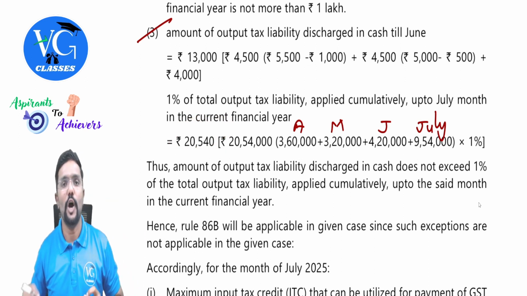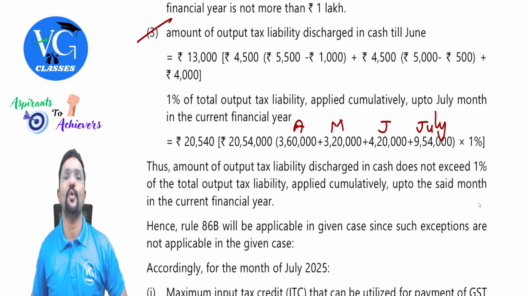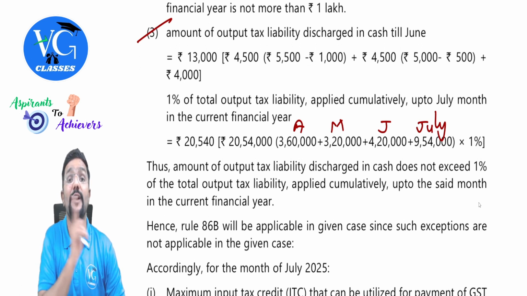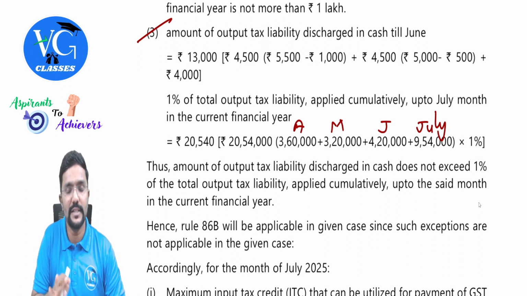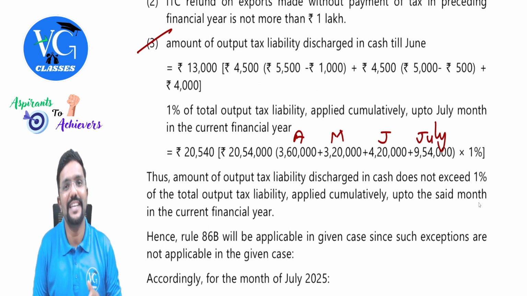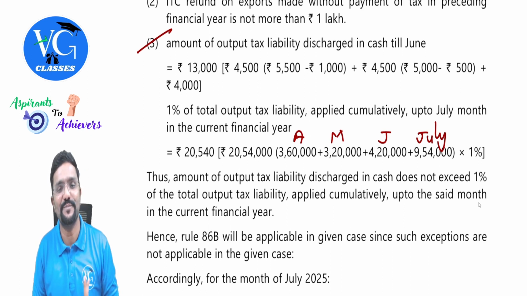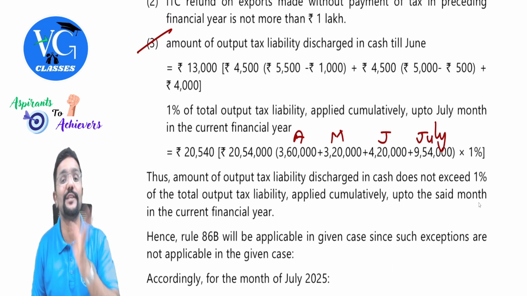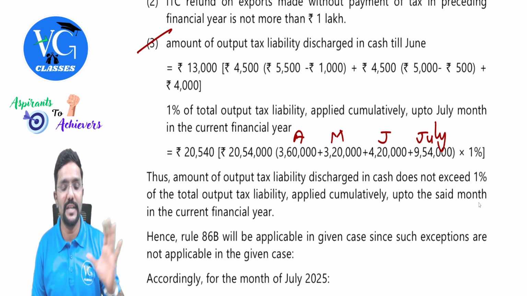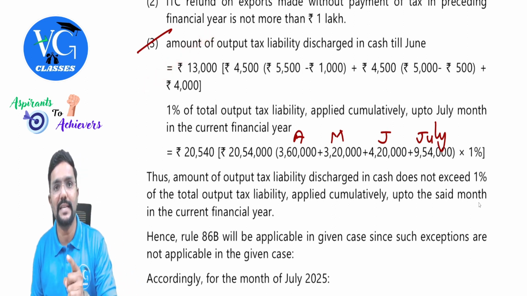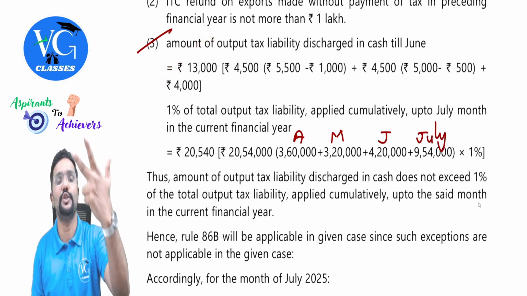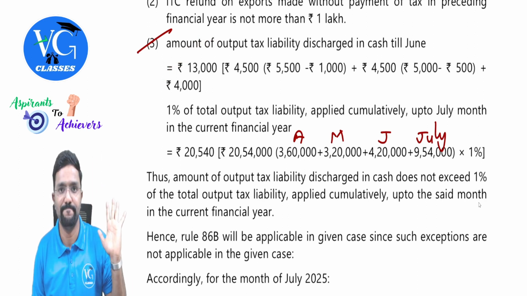Let us see how much of output tax is paid through electronic cash ledger till the end of last month. And for this, should we consider July? No, guys, in July we have not yet paid any amount. We are checking whether we should pay, and if yes, how much. So for the amount paid through electronic cash ledger, we need to take only April, May and June. July will not be there.